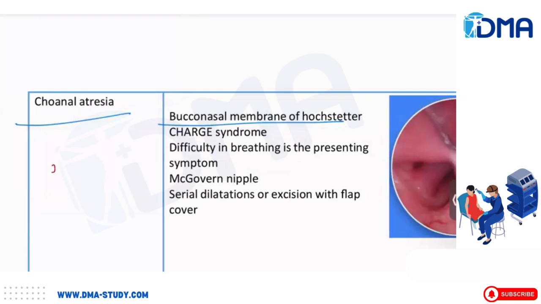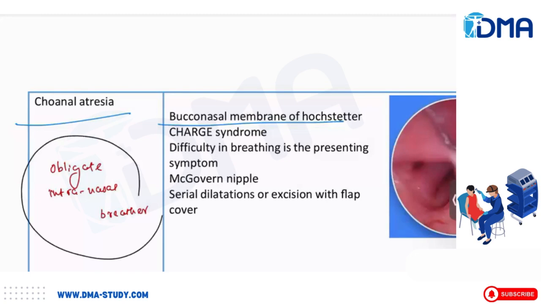The child will be an obligate intranasal breather, so the child will not know how to breathe through the mouth. To make the child breathe through the mouth, they insert a nipple called McGovern's nipple. This McGovern nipple can be used for the child for breathing without stridor or stutter until the surgery has been planned. The surgery of choice is serial dilatations or excision with flap cover.